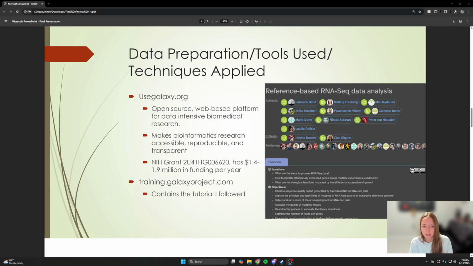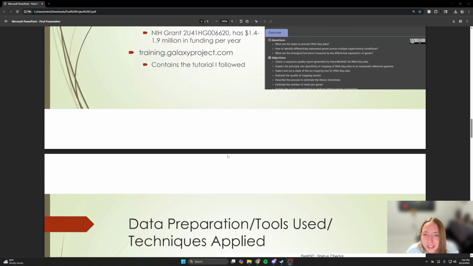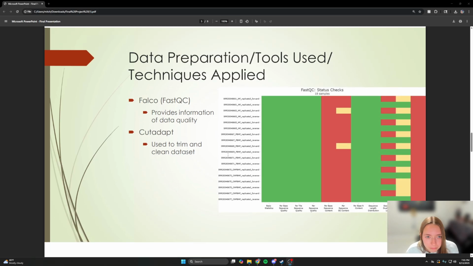Another resource I used was the training website with Galaxy, and there was a tutorial on how to run reference-based RNA sequencing analysis. That was a huge help for me to learn just the basics of how RNA sequencing works, because I really knew nothing. So I went through this whole tutorial with a practice data set first, plus did a lot of reading and watching videos on my own to try and understand what's going on. I think I have a decent baseline, but this has taught me that there's so much more I don't even know yet, but it's been good practice. There were a ton of tools I used, and I'm just going to show a few of them.